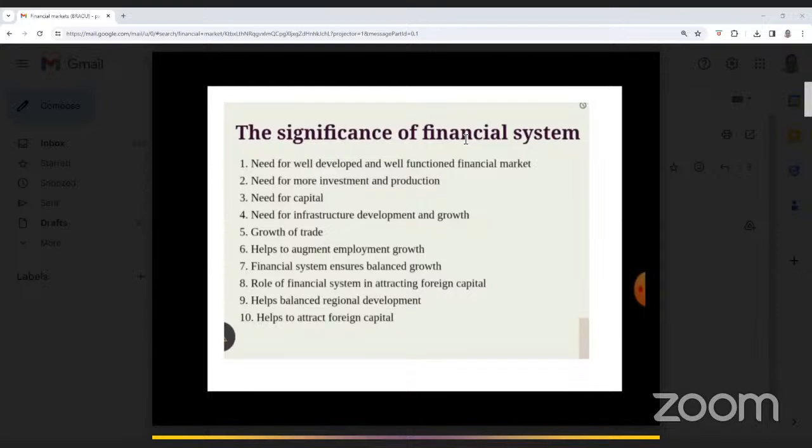Along with the capital, they need infrastructure development for development and growth. And simultaneously, when we are making the investment, there will be a growth of trade. And it helps the financial system to augment employment growth.